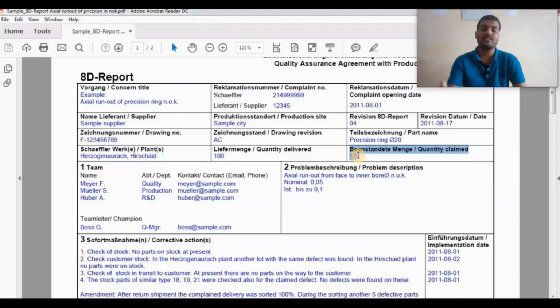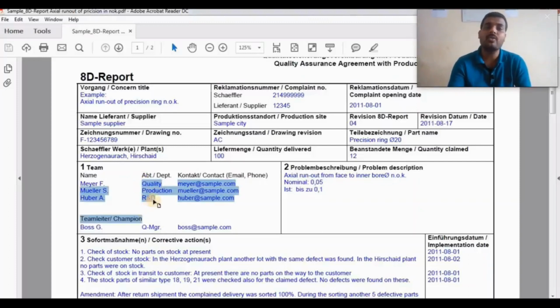The second phase was D1, forming or establishing a problem solving team. Here in the D1 phase you should have a cross functional team so that representatives of all affected areas will be considered for the problem solving. Also here you can add representatives from external suppliers or customers as well. Then it is better to add a column of skills and responsibilities as well.